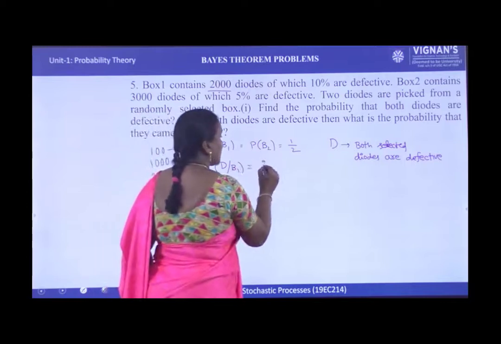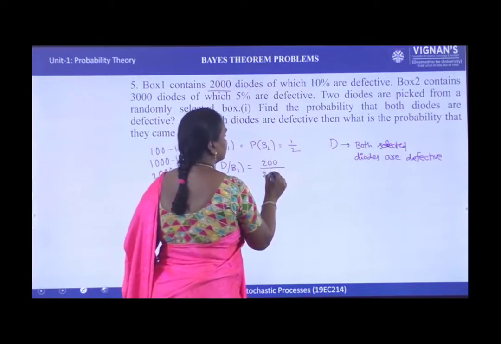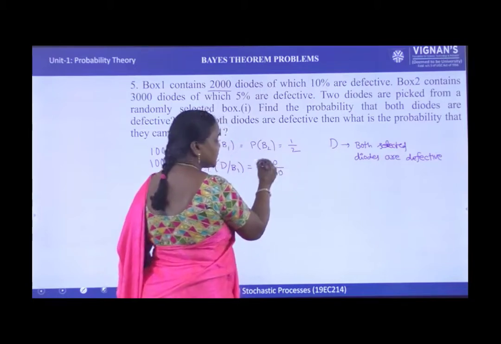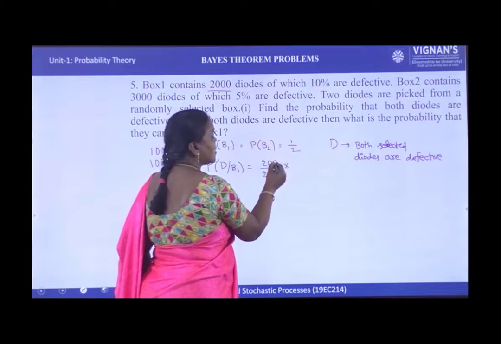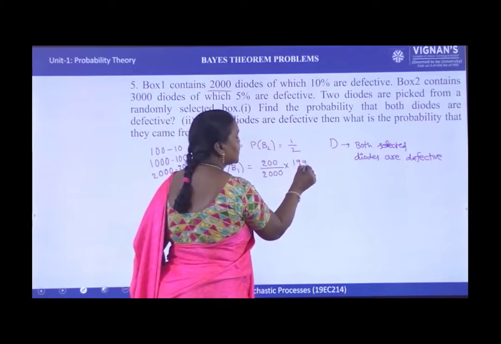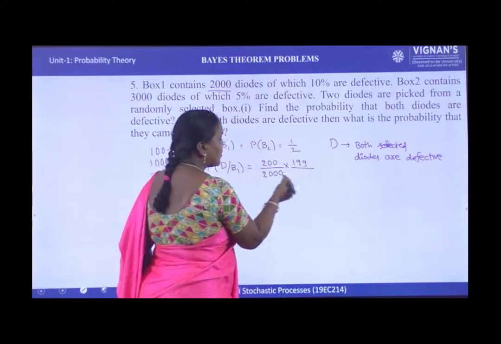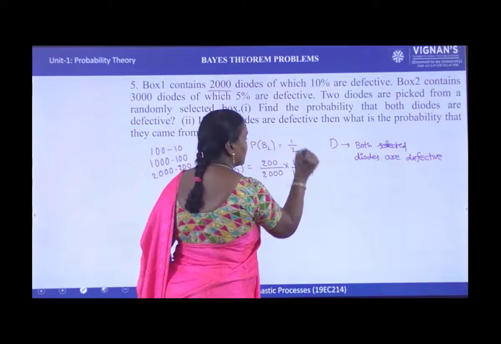So 200 by 2000, this is the first diode defective probability, into the second diode. Already one defective diode is out, so only 199 defective diodes will be there, and one diode is taken out, which means the total also got reduced by 1.